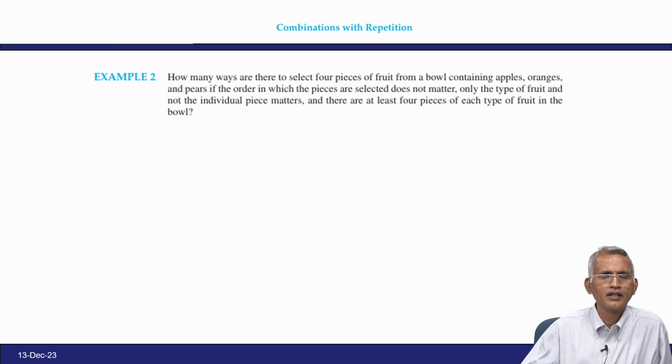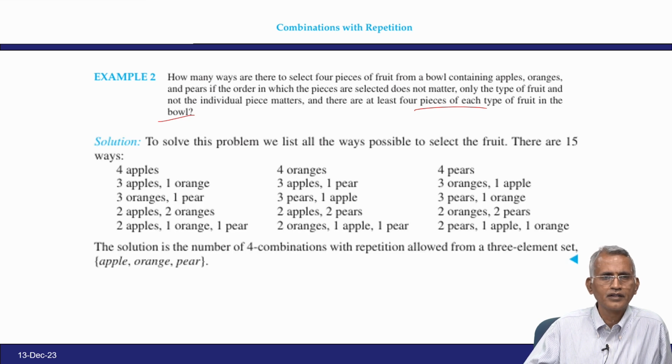Now, we will discuss one example. How many ways are there to select 4 pieces of fruit from a bowl containing apples, oranges and pears, if the order in which the pieces are selected does not matter, only the type of fruit and not the individual piece matters, and there are at least 4 pieces of each type of fruit in the bowl? So, this is the problem. Now, let us discuss it deeply to solve it.